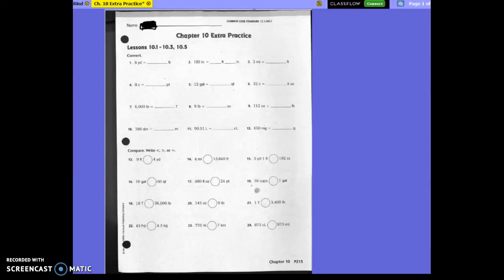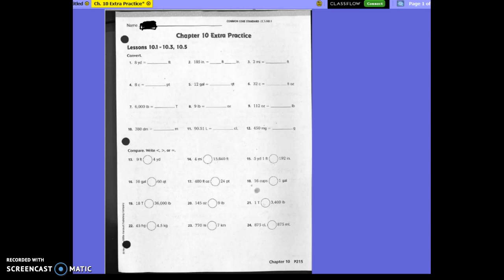Okay, today we're looking at our Chapter 10 Extra Practice, getting ready for our test that we're going to have next week. So we've been converting customary measurements, as in inches, yards, feet, pounds, ounces, gallons, quarts, cups, pints. And we've also converted some metric measurements, like meters, liters, and grams. So let's look at this first one.